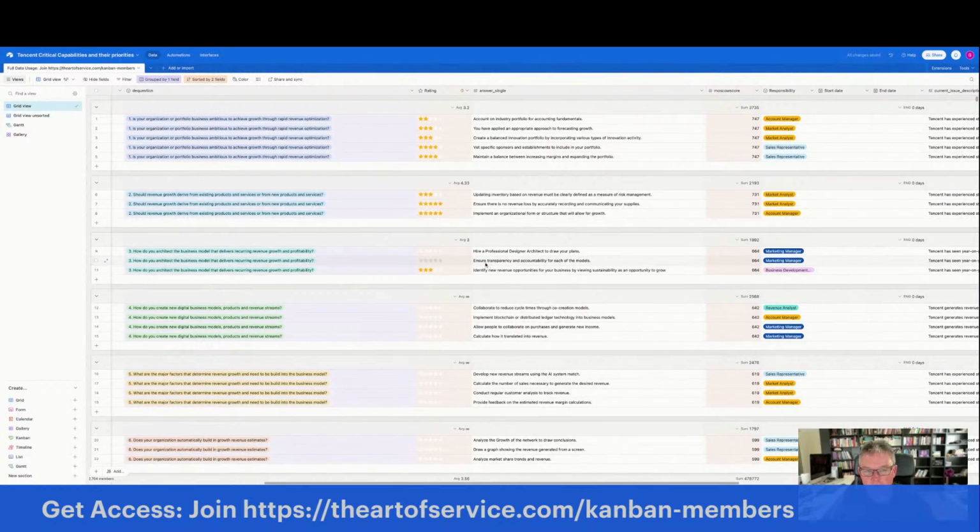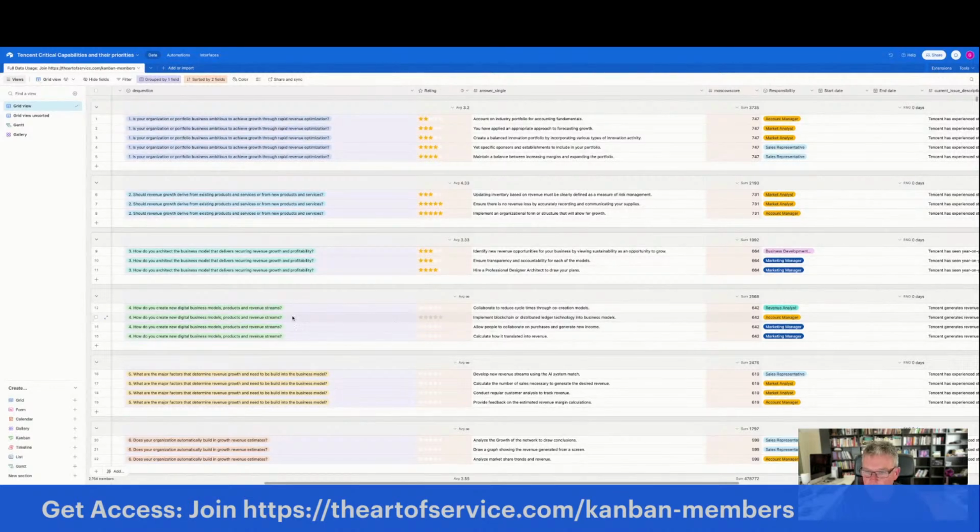Hire a professional designer architect to draw your plans. Yeah, of course, that's pretty straightforward. We've got professional designer architects. Ensure transparency and accountability for each of the models. Ooh, growth and profitability. We could be stronger in that. So here we have the people that are related to that, so we can assign tasks to those people as well.